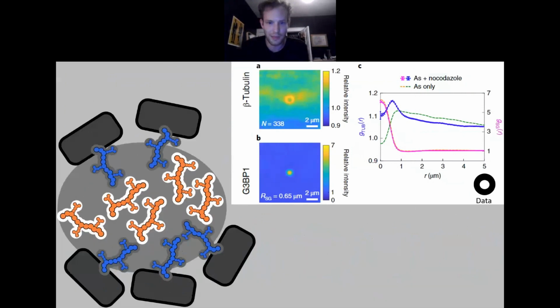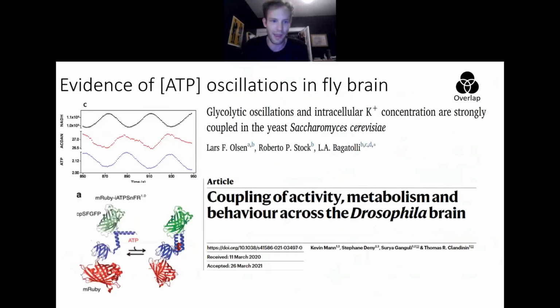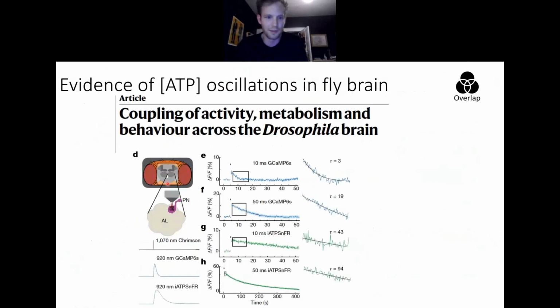And there are some more interesting things about these negative charges, but I'm going to skip that in the interest of time. I argue that this group observed these oscillations of ATP in yeast, but this group unknowingly perhaps also observed these oscillations of ATP in Drosophila melanogaster, in this coupling of activity, metabolism, and behavior across the Drosophila brain. They use a cool ATP sensor to measure oscillations of ATP as they stimulate the fly to move. So I think that this actually translates into higher organisms from yeast as well, is my proposition.